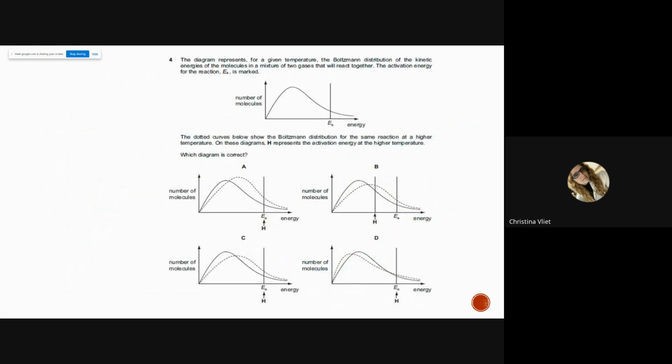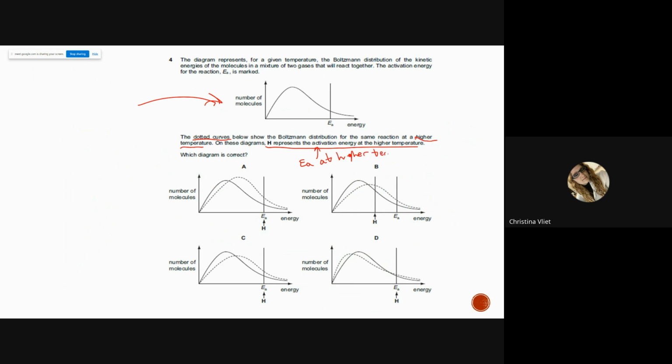All right, so this was a question I did not cover with you last class. I covered a similar one, but not exactly. Let's take a look at it. It says you've got this Boltzmann distribution, and they are asking you if you have a dotted curve and you have a higher temperature, what is the dotted curve compared to the original one? That's the first thing. And then they also say, what is the H, the activation energy at high temperature?